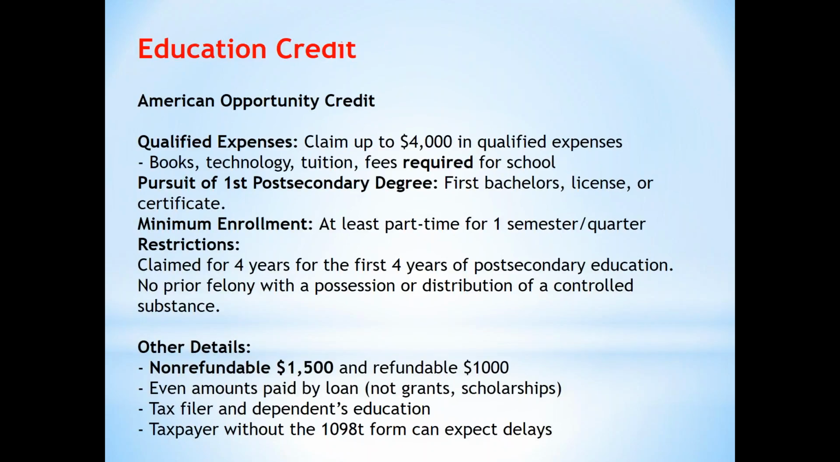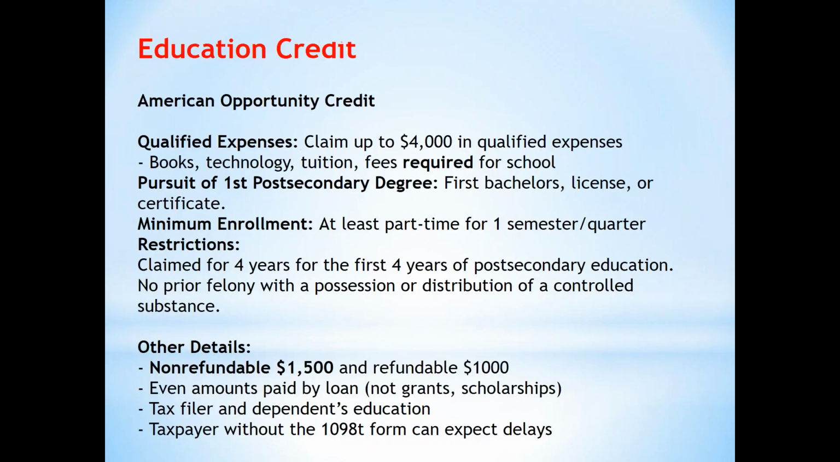Again, another stipulation of this credit is the minimum enrollment period. The person has to be enrolled at least part-time for 1 semester. They also have to be pursuing their first bachelor's degree. I kind of alluded to this earlier as well, but it has to be the first time somebody is pursuing that post-secondary degree, and it can be claimed for up to 4 years. But anything after that, they'd have to use a different tax credit or take the expenses and use them towards an adjustment on the tax return.